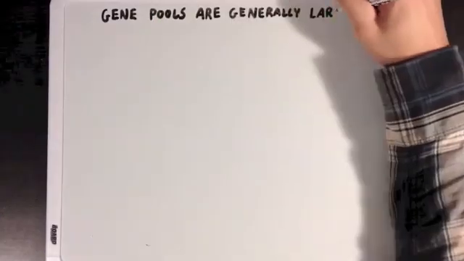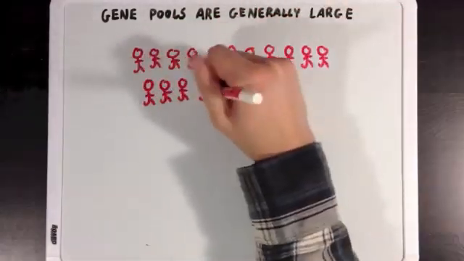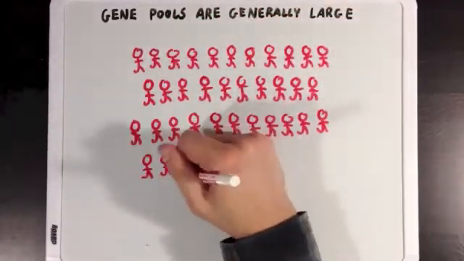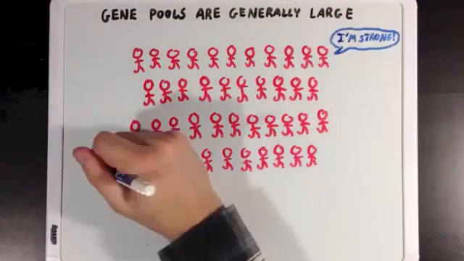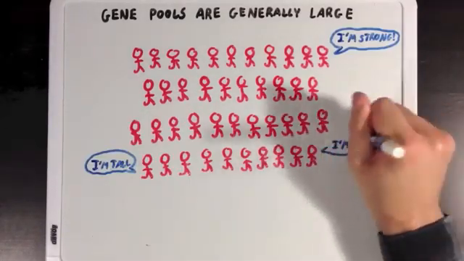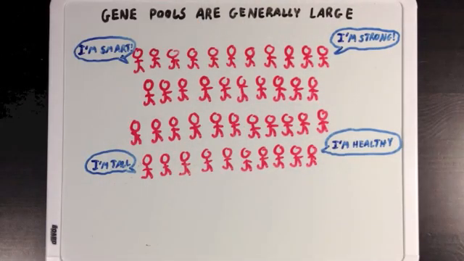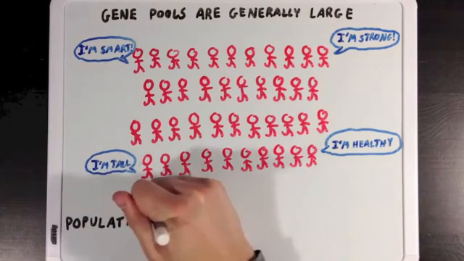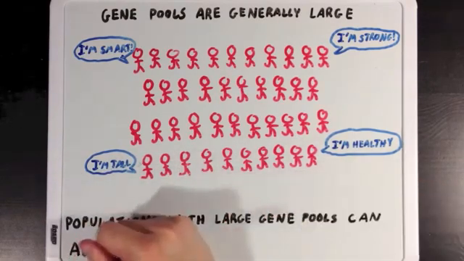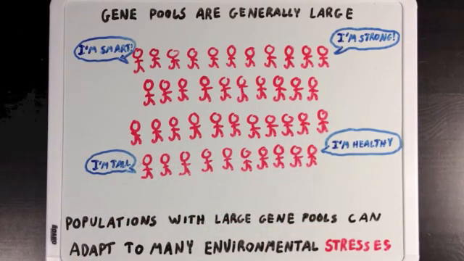Now also keep in mind that populations are usually bigger than just two people. And this is great for a population because it means that there are lots of traits in the gene pool and they can all adapt differently to changes in the environment. The more traits in the gene pool, the more likely the species will survive what we usually call environmental stresses.